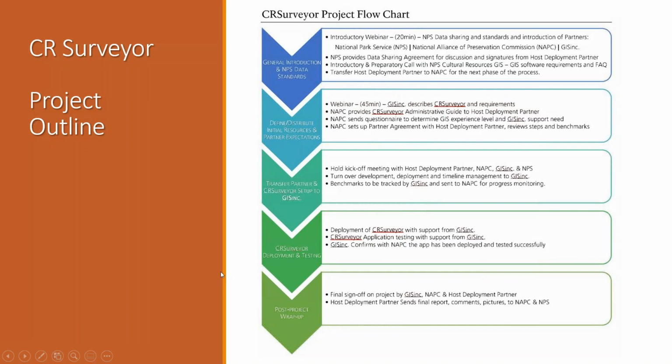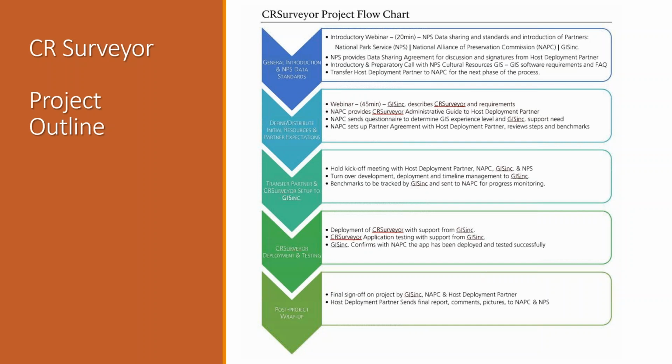What we've created, just to give you a better idea of how the life cycle of the project goes, is a flow chart which we thought would be helpful to see what happens from the beginning and who will be helping where, because we do have different partners coming in at different times. In phase one, the National Park Service has already developed a webinar for data sharing and standards information, in particular for those projects that are serviced with National Park Service funding.